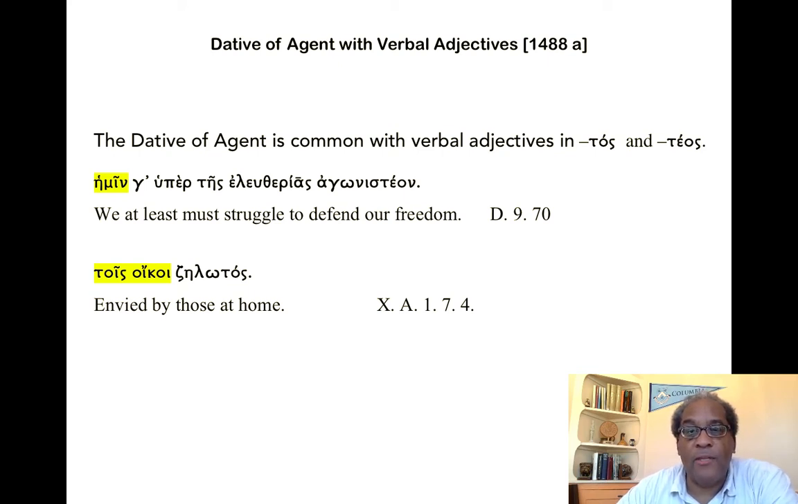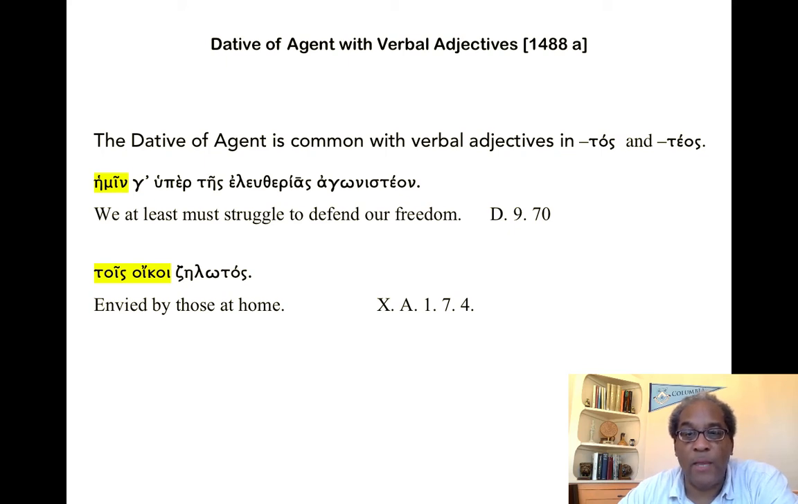The dative of agent is common with verbal adjectives in tos and teos. So, first example from Demosthenes, we at least must struggle to defend our freedom. Hemin gupertes eleuterias agonisteon. Now, agonisto is to fight or to struggle or to contest. So, it is necessary to contest. It is necessary for us to contest regarding or on behalf of our freedom.